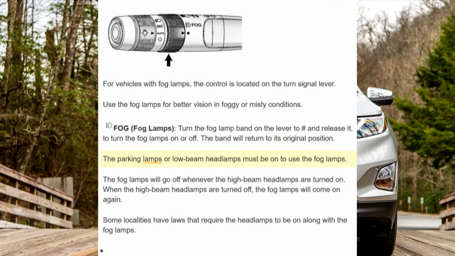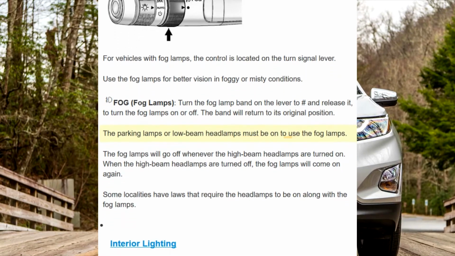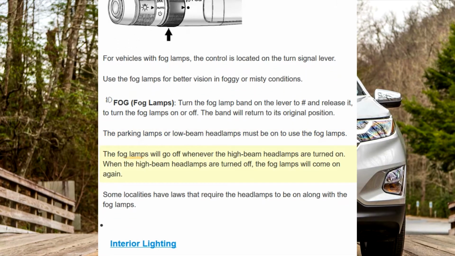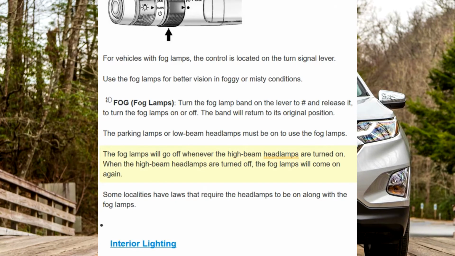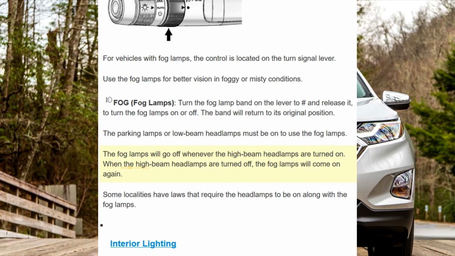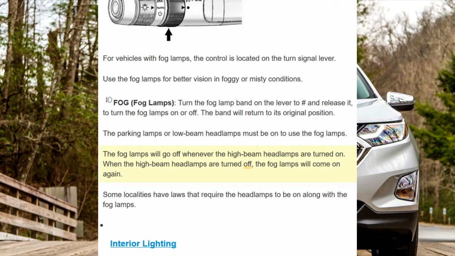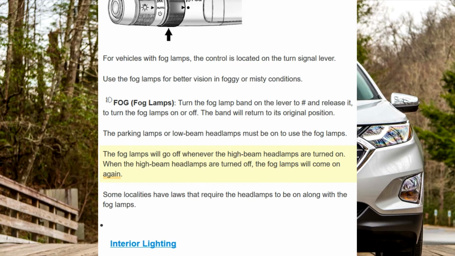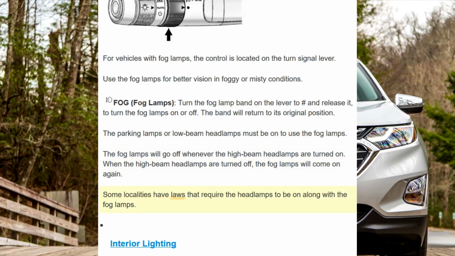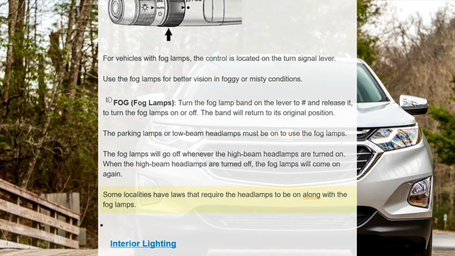The parking lamps or low beam headlamps must be on to use the fog lamps. The fog lamps will go off whenever the high beam headlamps are turned on. When the high beam headlamps are turned off, the fog lamps will come on again. Some localities have laws that require the headlamps to be on along with the fog lamps.